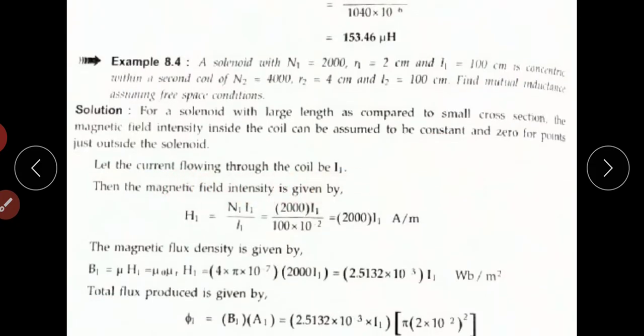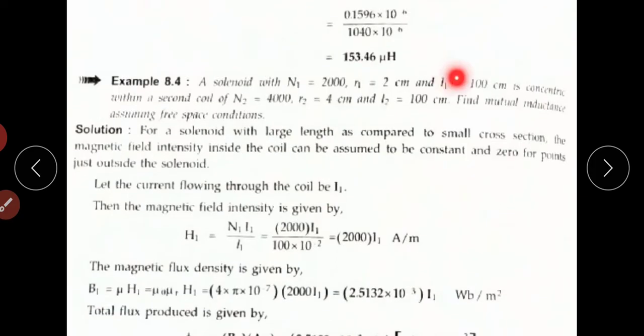The magnetic field intensity formula: H1 equals N1 into I1 by l1. So it equals 2000 into I1 by l1, where l1 equals 100 centimeters and l2 equals 100 centimeters. Substituting l1 equals 100 centimeters, it equals 2000 into I1 amperes per meter. These two are the lengths, the l1 value and the l2 value.